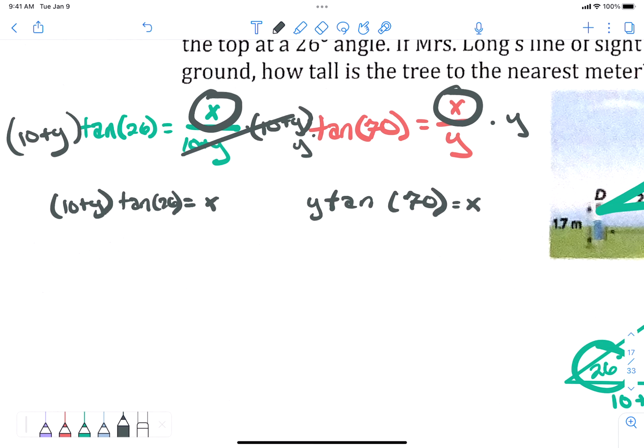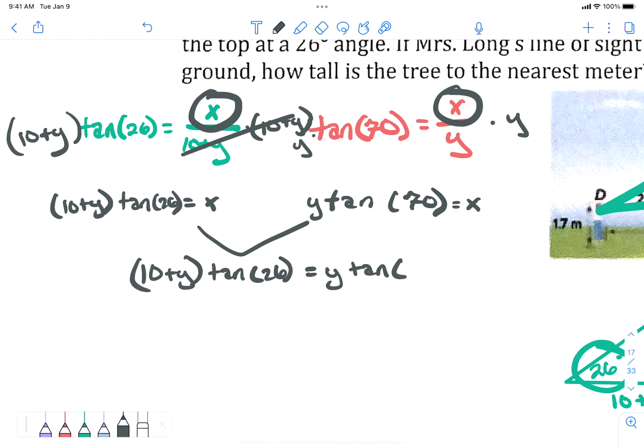Okay, now what? Yeah, you can set them equal to each other. The X's are equal, so those things are equal. So if we join them together, we have 10 plus Y times tangent 26 equals Y times tangent 70. Now what can we do? Yeah, this is a little bit confusing. How do we solve it?